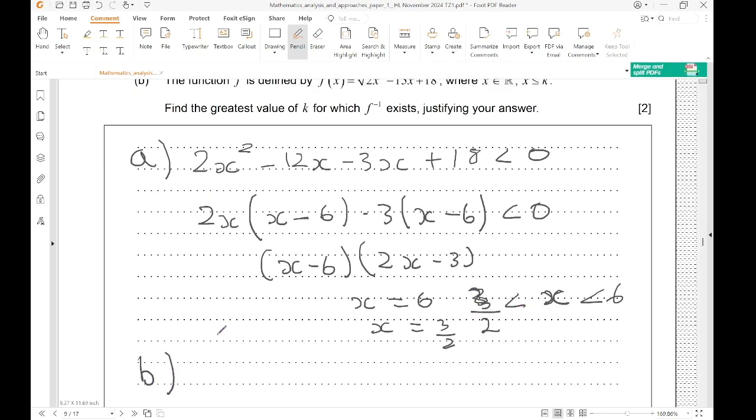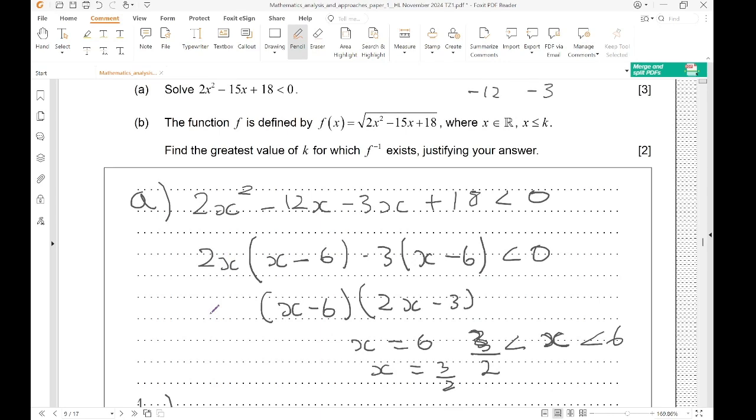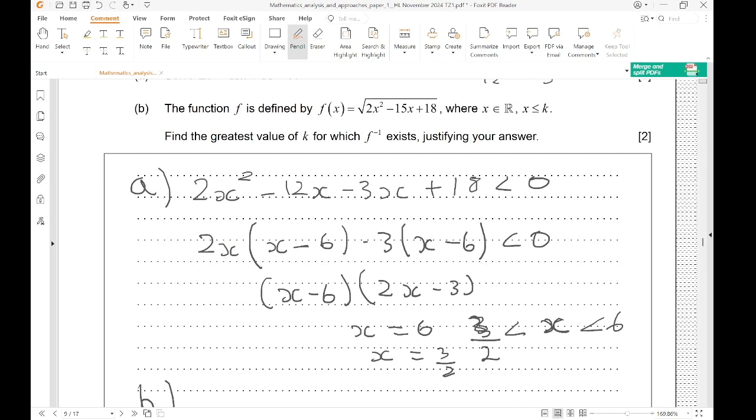And now b. So the function f is defined by f of x is equal to the square root of our function that we just solved, where x is an element of the real numbers and x has to be less than or equal to k. Find the greatest value of k for which f inverse exists. So the inverse function exists.